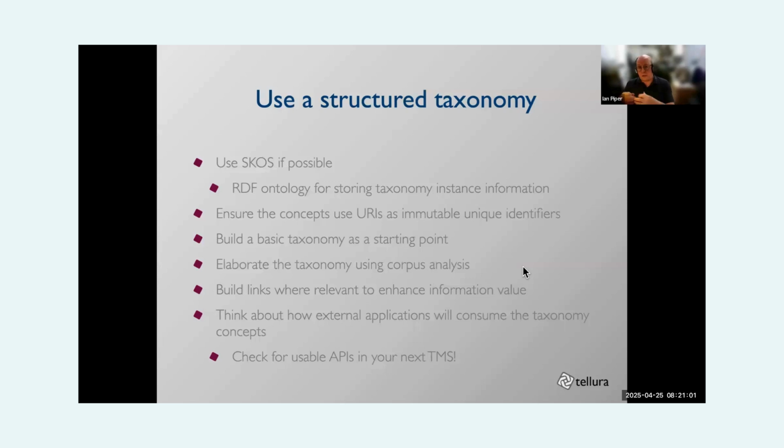My process for doing this kind of work is to build a basic taxonomy by fair means or foul as a starting point, then to elaborate that taxonomy using one of a variety of tools, and I tend to use corpus analysis, which I'll show you in a moment. Within your taxonomy, look for opportunities to link concepts together. This is important because later on, when you've got a content graph, you may want to inspect the concepts in a content graph and find out what other concepts they might be related to.